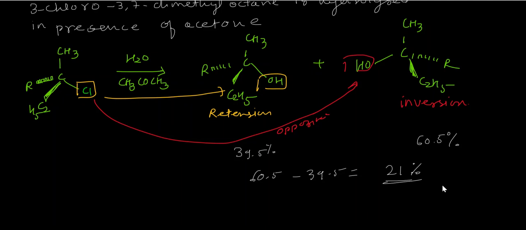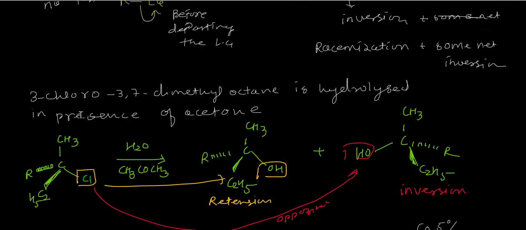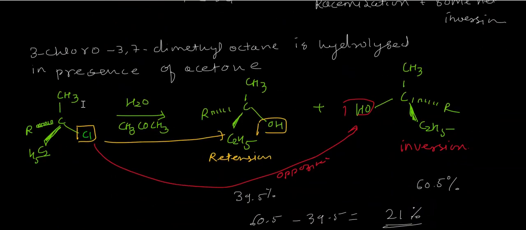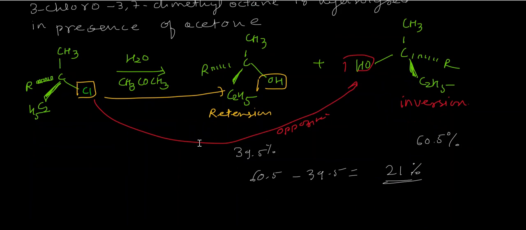Okay, so this product forms in excess. Racemization is there, right? Among this 60.5%, the 39.5% of this product is going to be racemized, but the remaining 21% product is going to be formed in excess amount. So this is because of inversion. It means the carbocation formed is less stable, whatever carbocation forms in this reaction, that is a less stable carbocation.